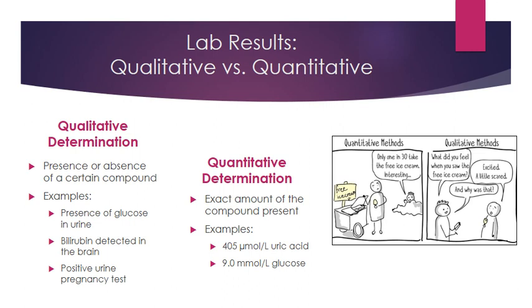Quantitative results, however, determine the exact amount of a compound present. For example, if you had 405 micromoles per liter of uric acid or 9.0 millimoles per liter of glucose, those would be quantitative results. So thinking about these two different types of lab results, which one do you think will likely involve the most lab math?